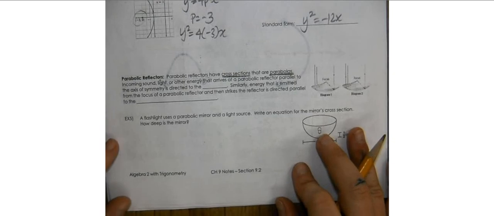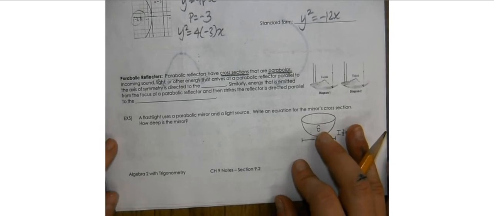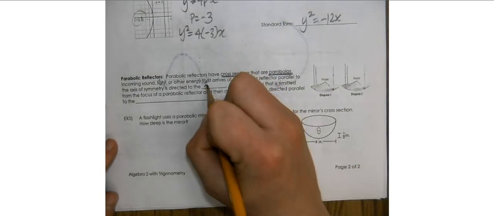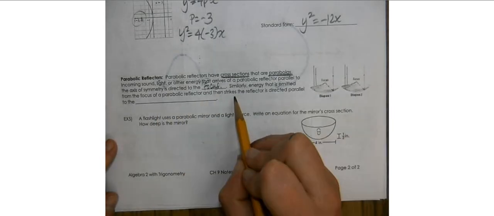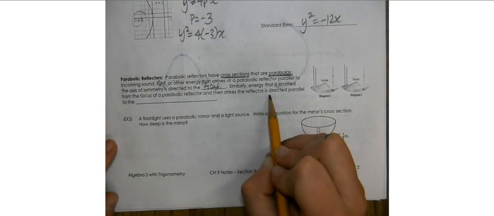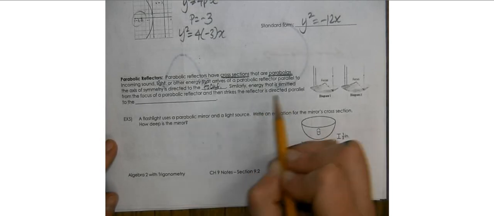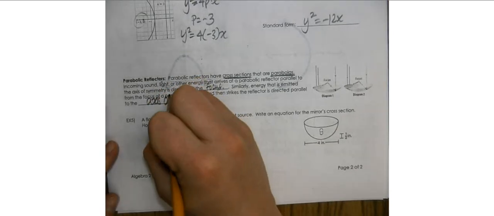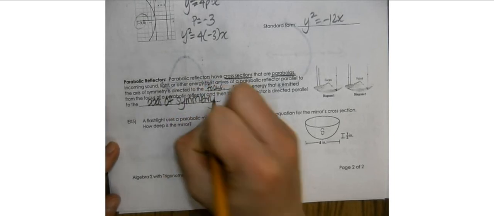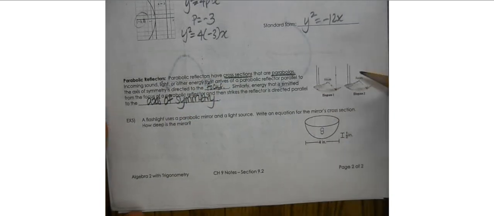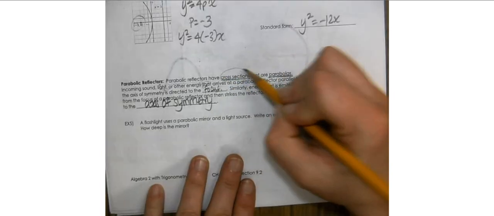Incoming sound, light, or other energy that arrives at a parabolic reflector parallel to the axis of symmetry is directed to the focus. Similarly, energy that is emitted from the focus of a parabolic reflector and then strikes the reflector is directed parallel to the axis of symmetry. So this is our background knowledge of parabolic reflectors. The most important thing is that you know that it's going to be based on a focus and that the cross section is going to be in the shape of a parabola.